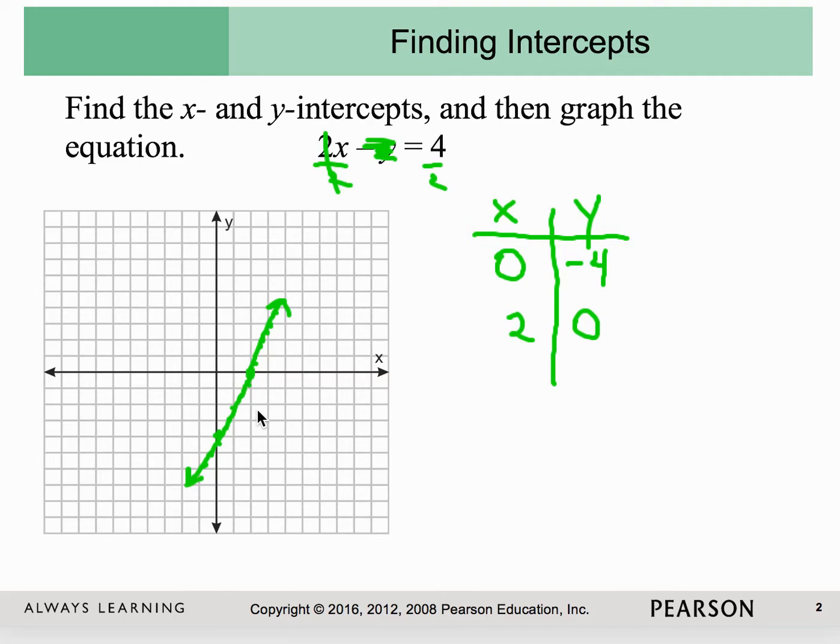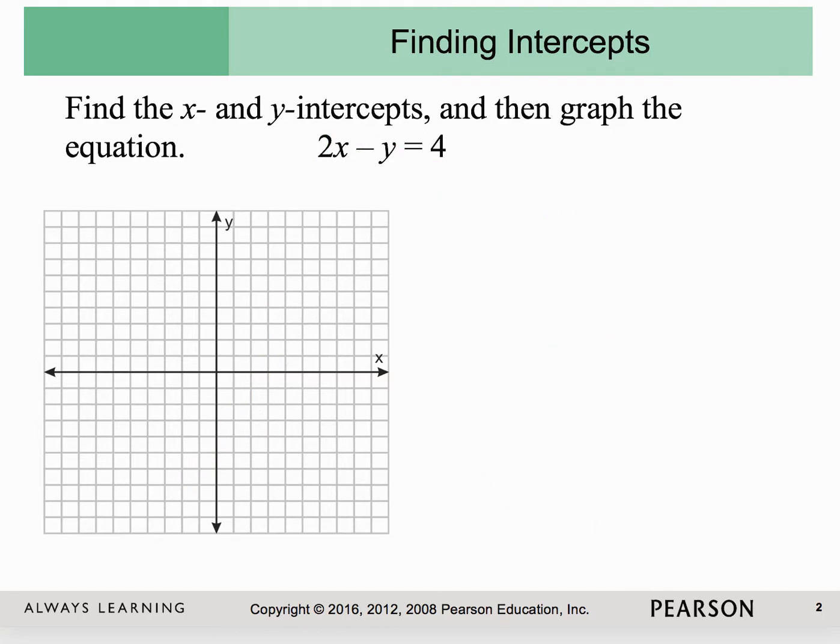So because they're lines, 2 points will satisfy my condition to make a line, and then I can just draw a line through it. The easiest 2 points to find by far are plugging in 0. Okay, so same thing here. Once I see I've got 2 variables, that's my clue.